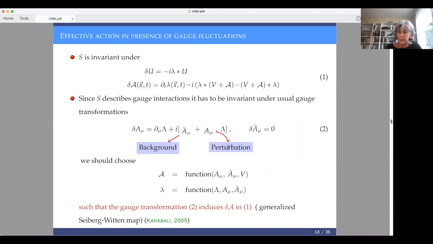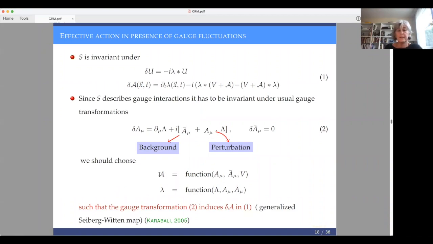So this gives us a recipe for how to write script A in terms of the original gauge fields and the confining potential. What we want to do is to find script A as a function of the gauge field A, so that the gauge transformations induce this transformation that leaves the action invariant. Essentially, this is a kind of generalized Seiberg-Witten map, which is now extended to non-abelian gauge fields and manifolds which have curvature.